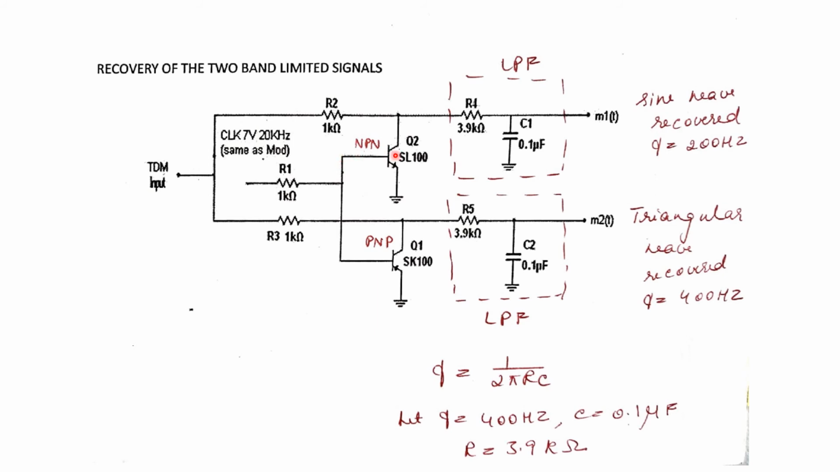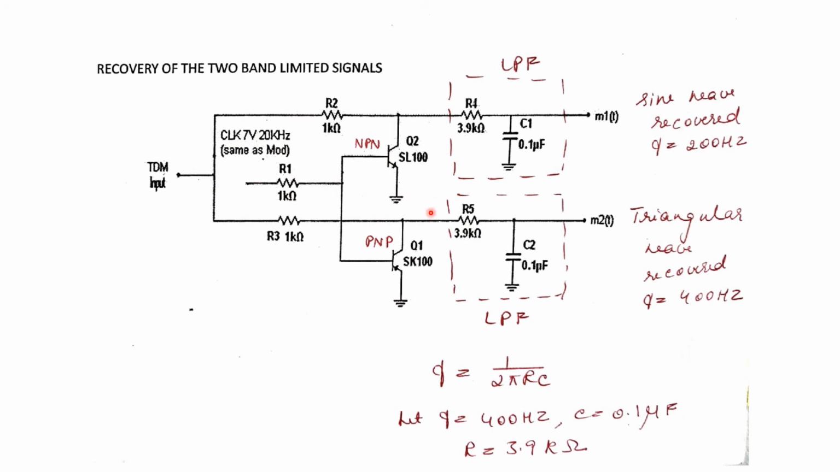When positive half cycle of the clock is given to the base of NPN and PNP, NPN transistor will be turned on, it operates in the saturation region, and PNP will be turned off, it operates in the cutoff region. So here there will be an open circuit, here there will be a short circuit. Due to short circuit at this point, the TDM signal which is available at the collector will be flown down to ground, and the TDM signal which is available at the collector of PNP transistor will flow to the low pass filter, and the low pass filter is designed to get back the triangular wave.